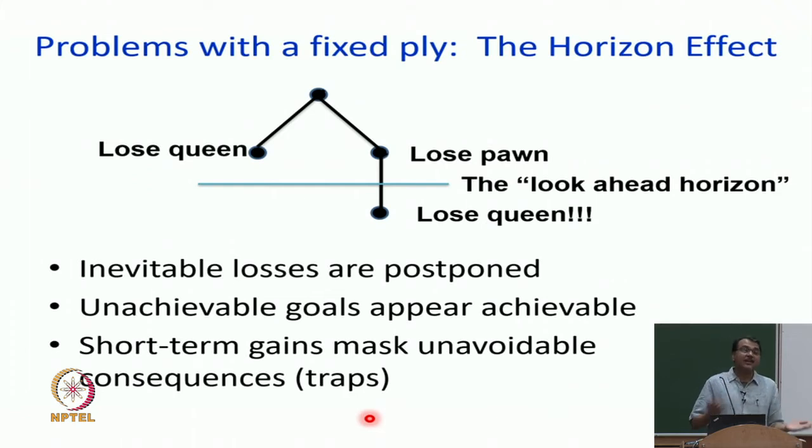So, which action should I do, left or right? Left action. I should do the left action. I should just let the queen go, and save the pawn, but I only search till the blue line depth. So, I do the right action, and when I do the right action, I end up also losing the queen later.